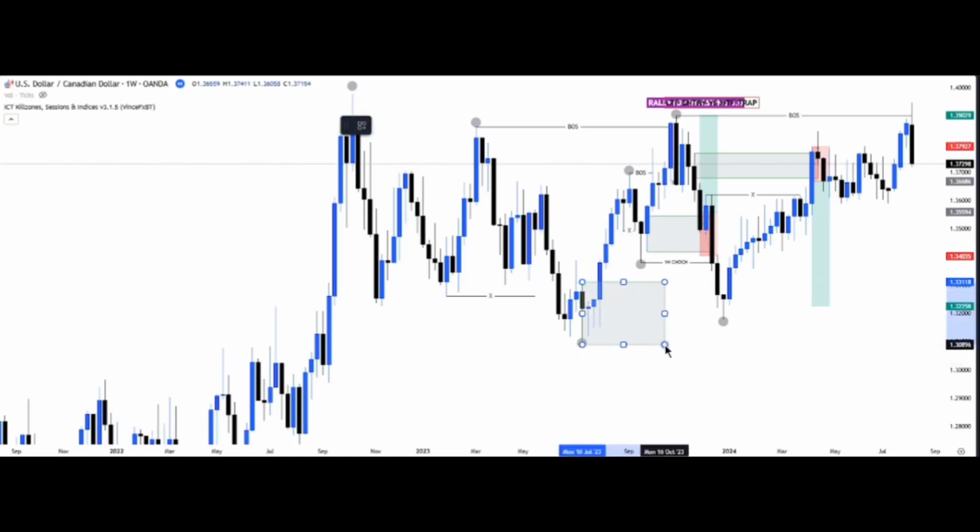since this is the only valid area of interest that we can mark here. So that's your OB, and as you can see, price came and tapped into that weekly OB, and that is the reason why price is pushing up.